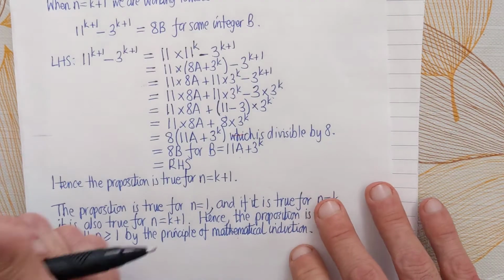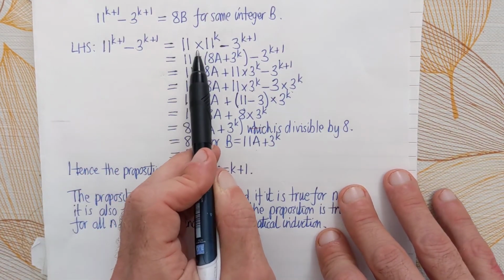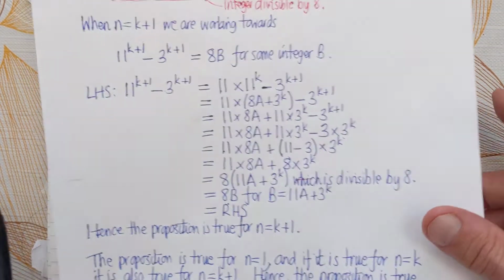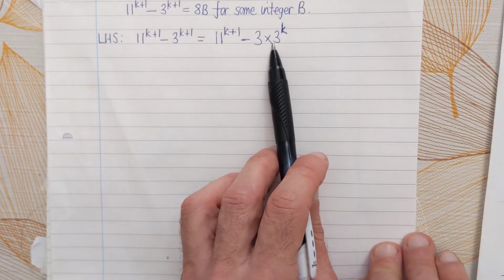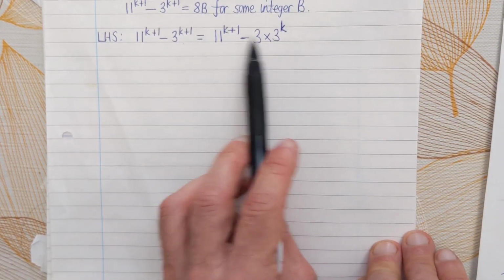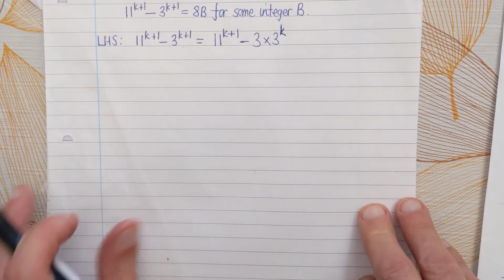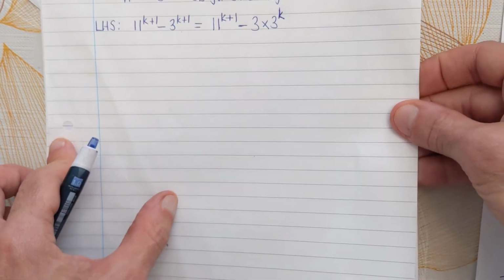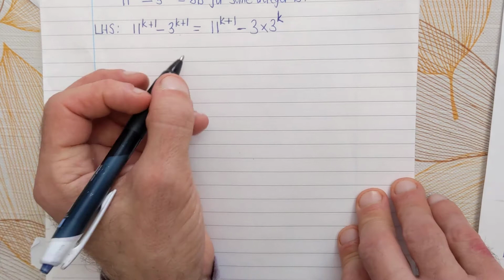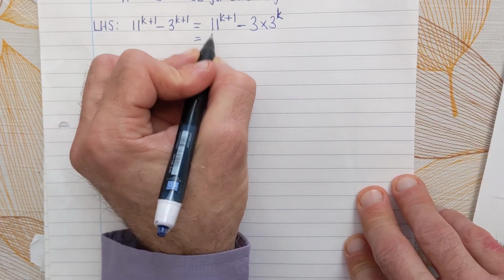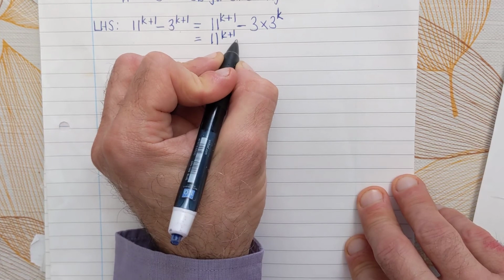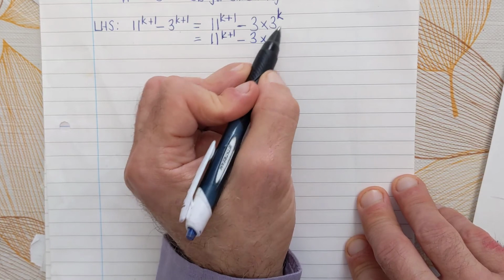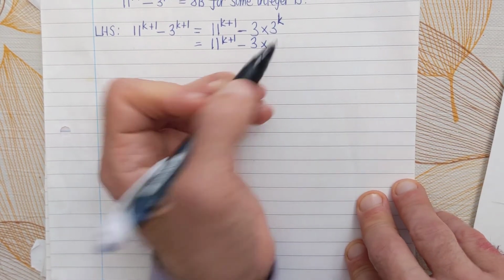Just now I wrote out the left hand side as 11 times 11 to the power of k minus 3 to the power of k plus 1. But now instead I'm splitting the 3 to the k plus 1 term instead of the 11 to the k plus 1 term. So what would have happened had you done it this way? I'm not going to do the full proof. I just want to show where it leads. And this is going to be 11 to the power of k plus 1 minus 3 times, and we will make a substitution for 3 to the power of k.